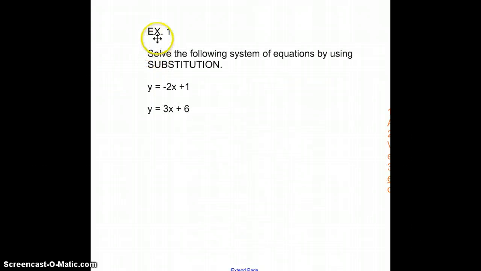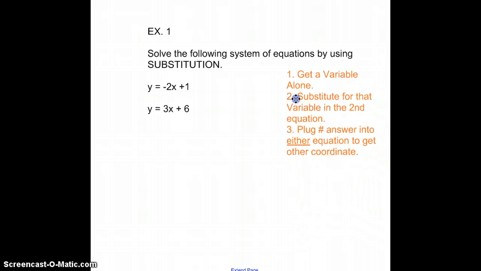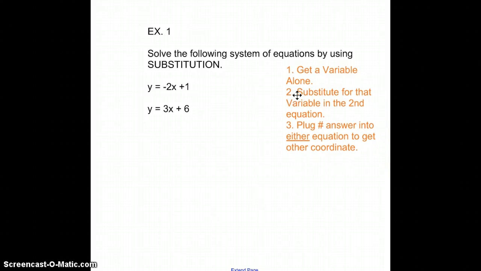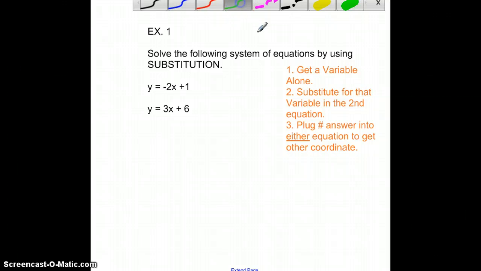First example here. Example 1. Solve the system of equations by using substitution. Alright, so here's our rules and our guidelines, okay? So take a second and copy these down. You can press pause. Okay, hopefully you've got them down. Again, the first thing you have to do is get the variable alone. And if you look at these two equations, we've got the y alone in both of these already. So number 1, as far as I'm concerned here, step 1 is done.